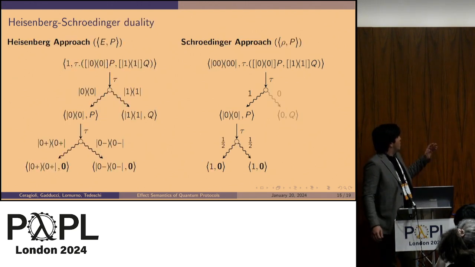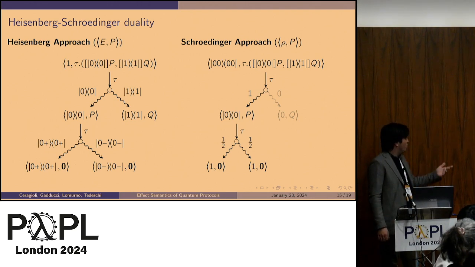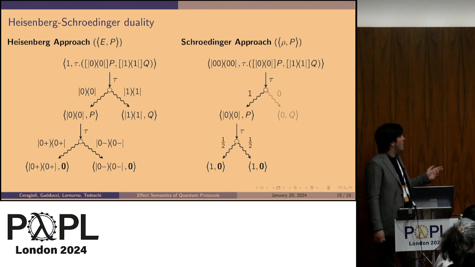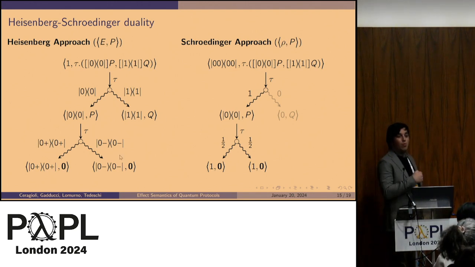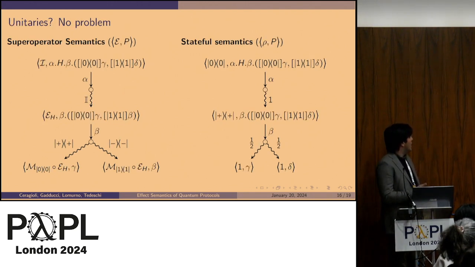So, going to conclude, we have this new Heisenberg approach where we have configurations with effects and process. We can give the usual Schrödinger approach with a transition system with states and processes, and interestingly they are the same, in the sense that if we take this effect transition system on the left and we evaluate it with an input rho, for example here with the 0,0 state, we get exactly this probabilistic transition system. This is for our small language without unitaries, but we can add unitaries as well.